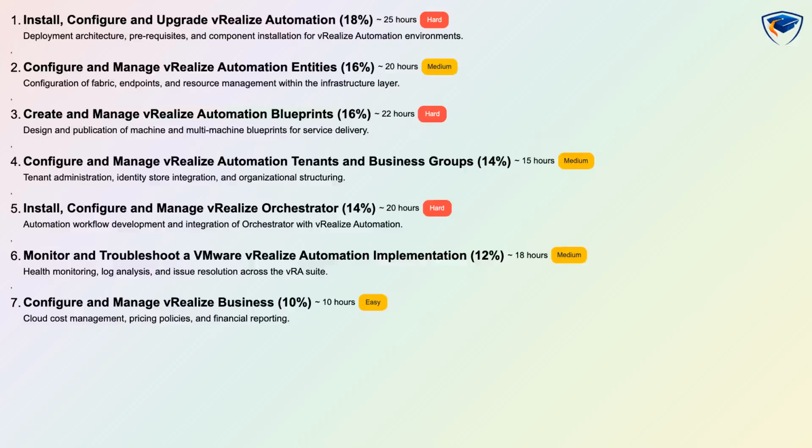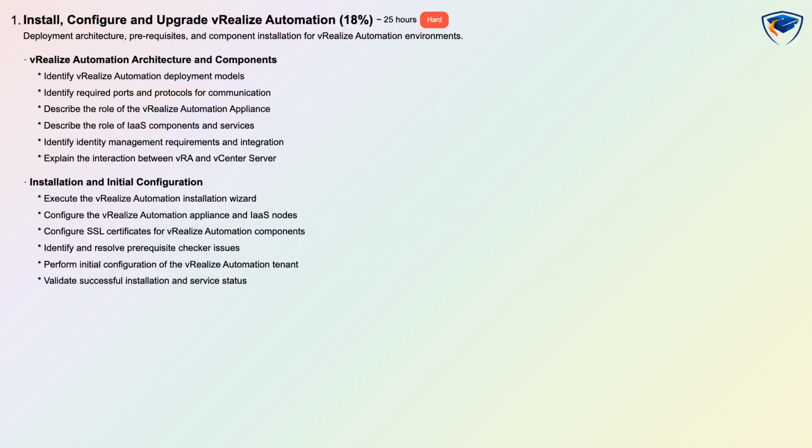Each domain lists difficulty, estimated study hours, and assessment types to guide your preparation. Install, configure and upgrade vRealize Automation is weighted at 18%, rated hard, and recommended at about 25 hours of study with hands-on and conceptual assessment.